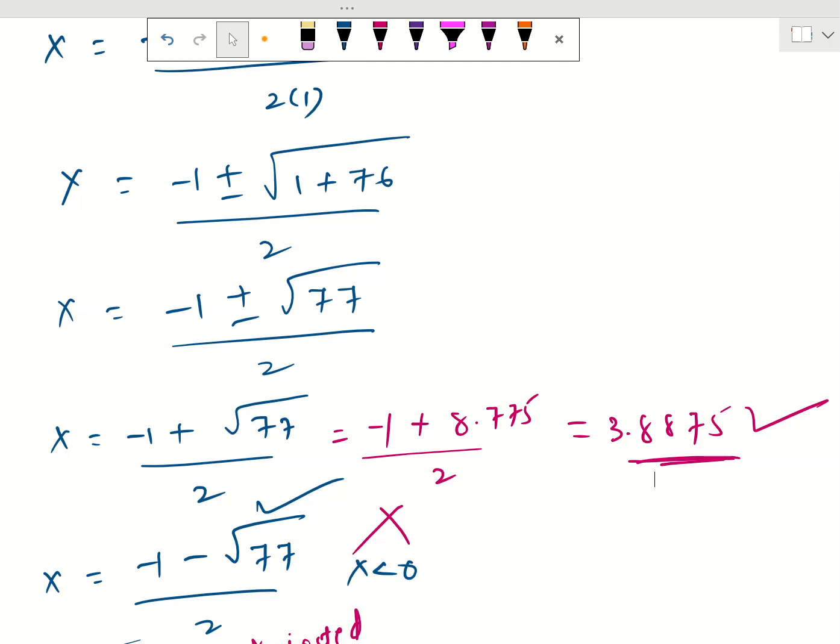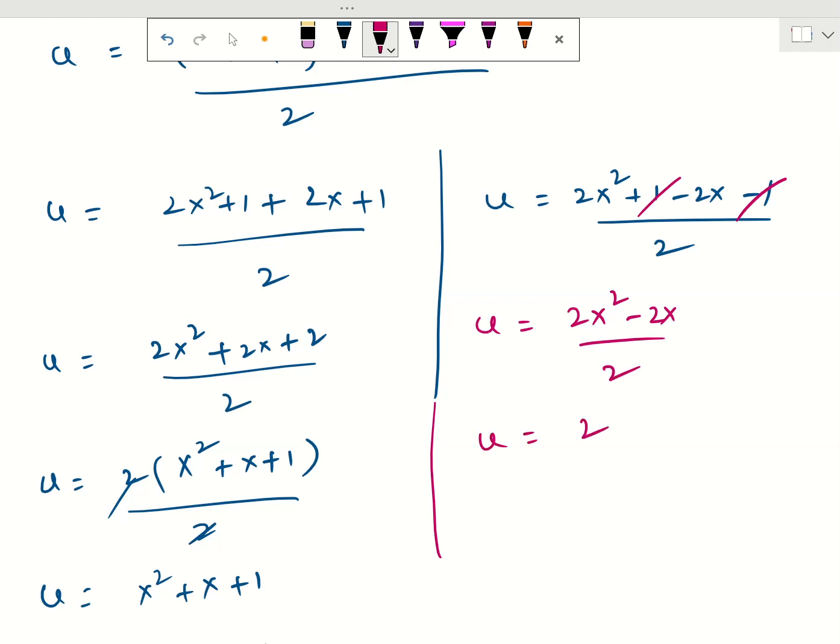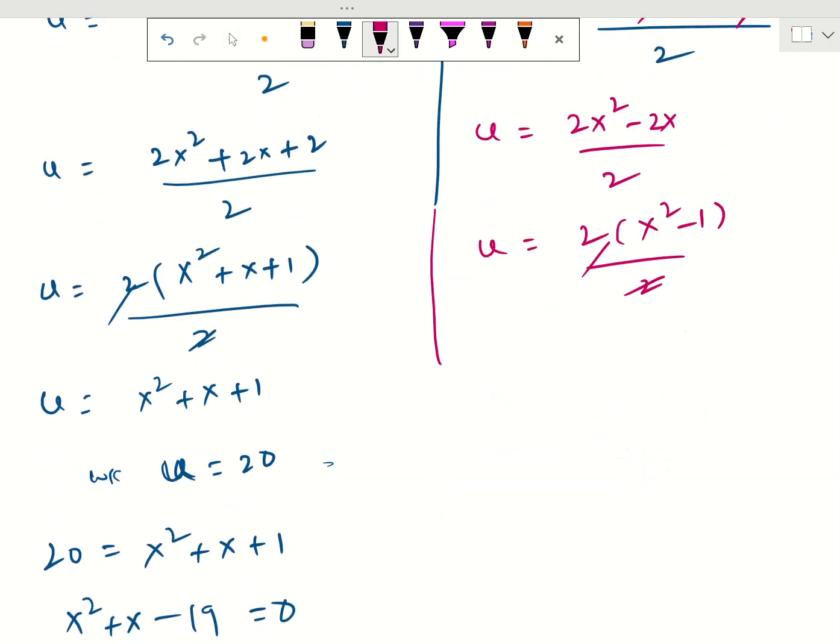Okay, then we consider the second case. The first case we have solved, now we'll be solving the second case. Then u is equal to 2x square minus 2x, the 1 minus 1 gets cancelled, then divided by 2. So u is equal to, taking 2 common, x square minus x divided by 2. The 2 gets cancelled, and we know the u value is 20, so 20 is equal to x square minus x.